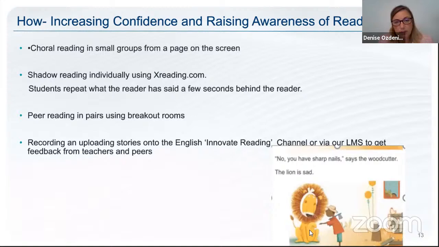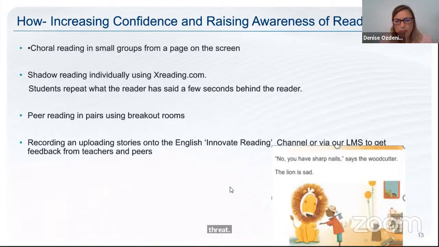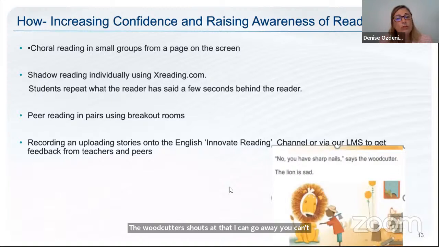And the lion looks sad. And the student was able to get that over through tone and through different pitch. And then when the lion loses his claws, loses his teeth, and he's no longer a threat, the woodcutter shouts at the lion, "Go away, you can't marry my daughter." And the student was able to portray that understanding of the power play through emphasis and tone, which was great.